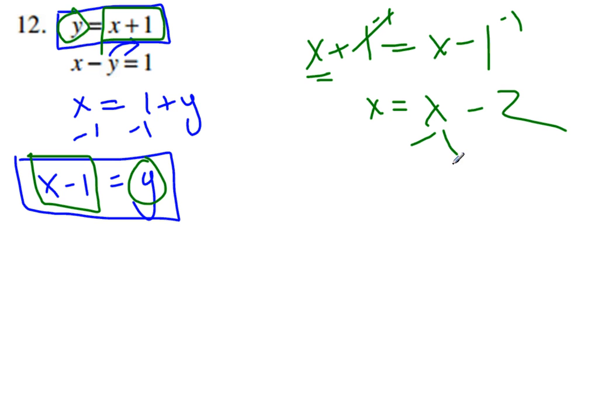Like this. Maybe subtract x. I get 0 equals negative 2 or 0x equals negative 2. It doesn't make any sense. You can't plug anything in for x to make it equal to negative 2 because it's always going to be 0. So this one's going to be no solution.